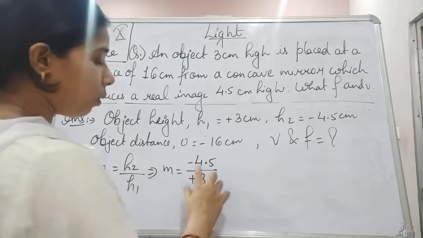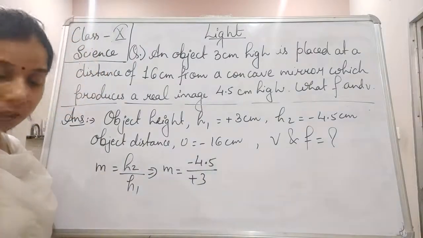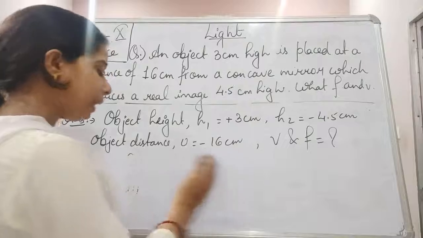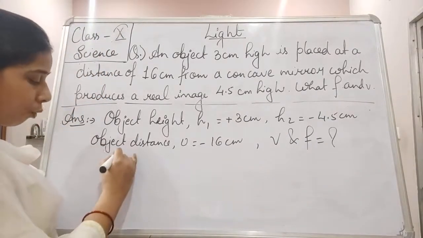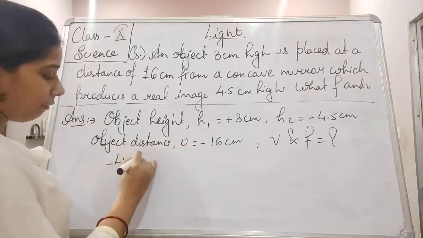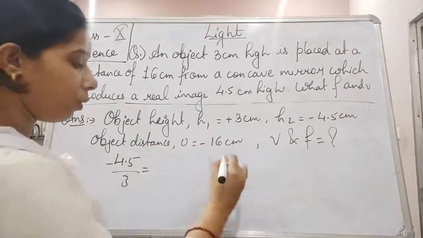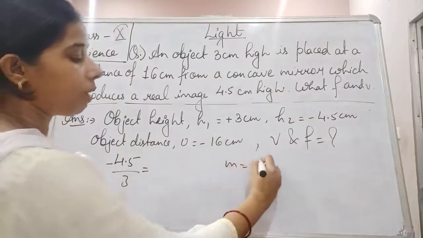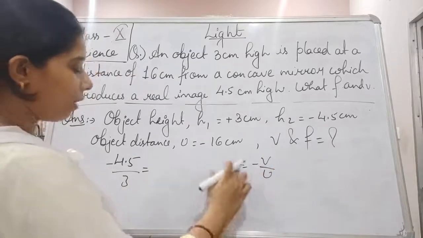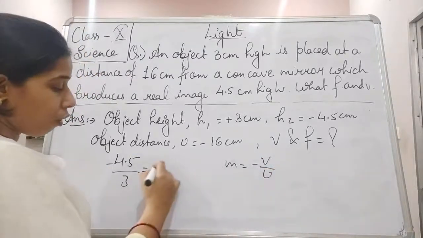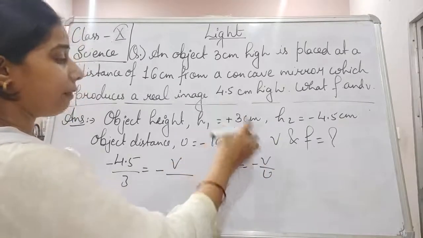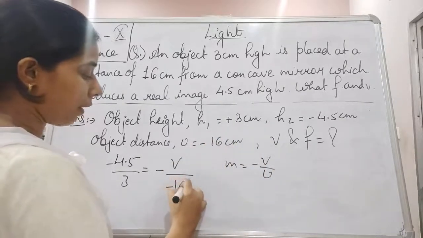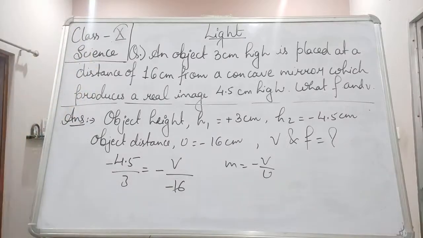Okay, so m will be equal to minus 4.5 upon plus 3. Now we will keep it as it is. Now we will put the same formula, that is minus 4.5 upon 3 is equal to, we know that in another formula m is equal to minus v upon u. The value of m is this. So now putting this formula, minus v, that we have to find, upon u is given. This is equal to minus 16. So we will write here minus 16.